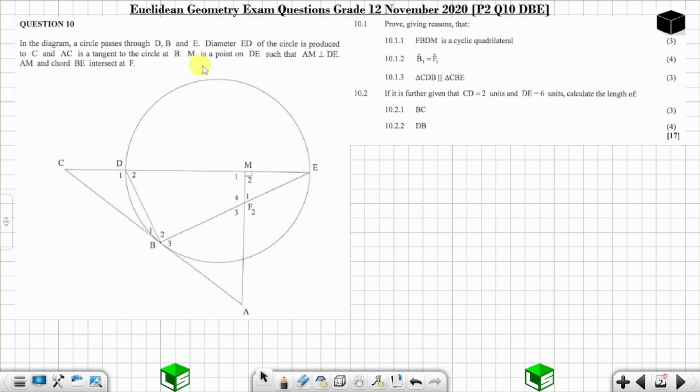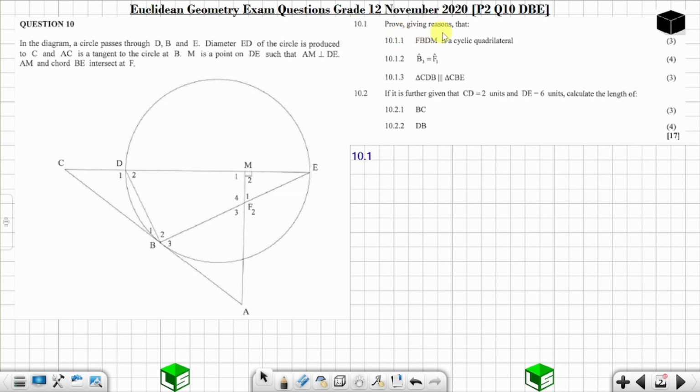M is a point on DE such that AM is perpendicular to DE. And AM and chord BE intersect at F. Now, 10.1.